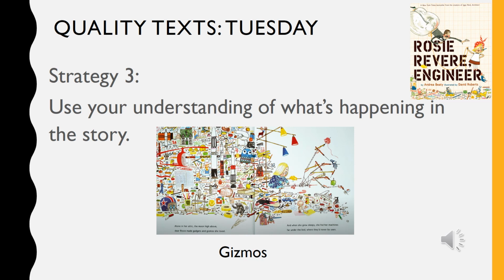Do you think that looking at all of the things that Rosie's made, she'd remember the names of all of her different gizmos and gadgets? That's why it's called a gizmo. So it's something that she's made but doesn't exactly remember the name.